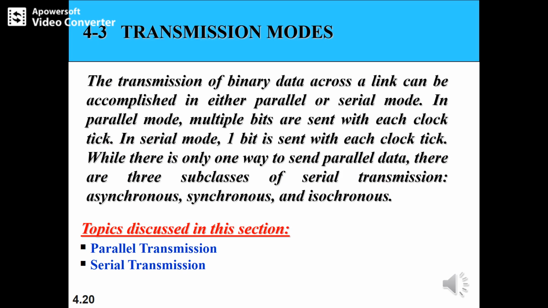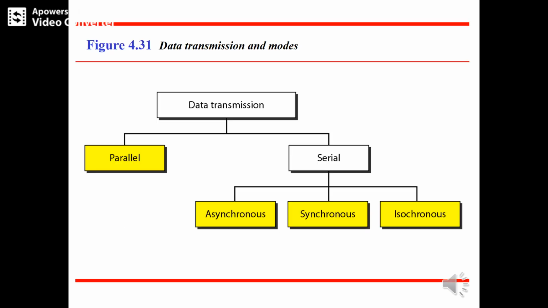So next comes the transmission mode. How can we transmit the data using different transmission modes? Basically we have two methods, that is parallel transmission and serial transmission. Under data transmission we have two categories: first is parallel transmission and the second is serial transmission. Serial transmission is again classified as asynchronous, synchronous and isochronous transmission.